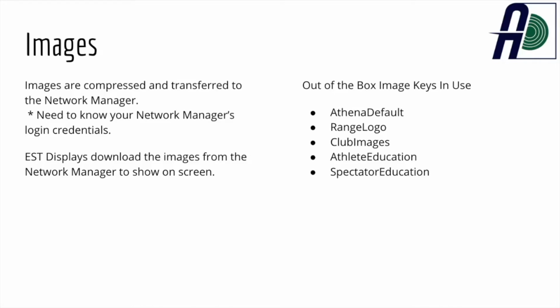So Orion will upload the images to the network manager, and then the EST display units download them from the network manager to display on screen. And the out-of-the-box experience, we actually have 5 different image keys that you can use: Athena Default, Range Logo, Club Images, Athlete Education, and Spectator Education. When you get to the lower levels of the configuration, you can add your own image keys if you really wanted to.